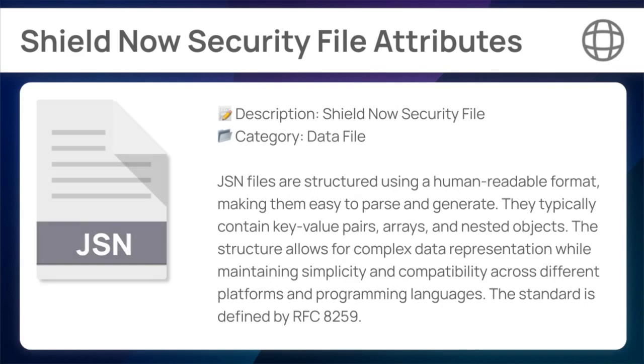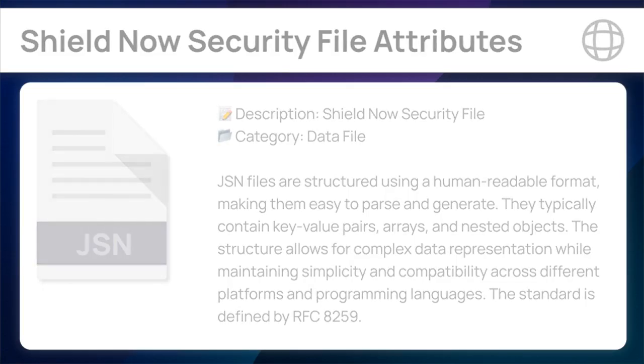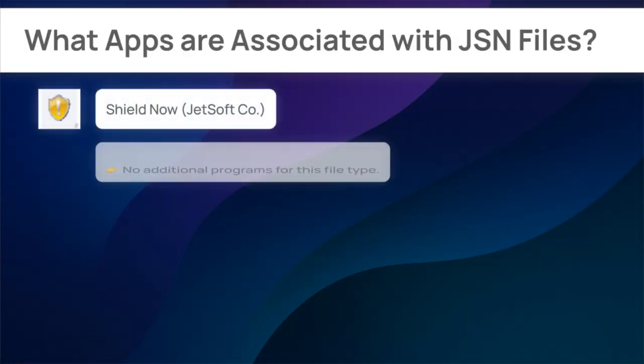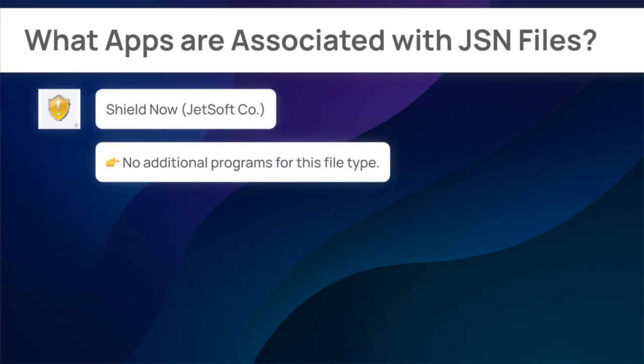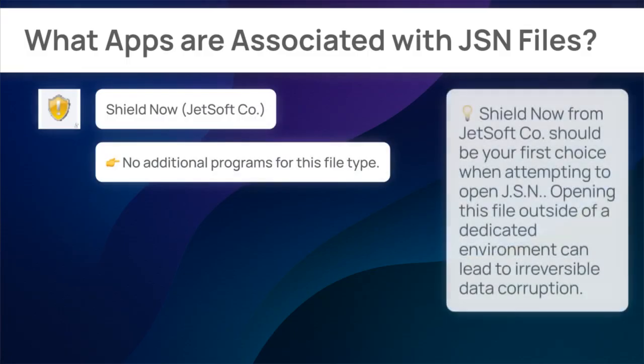The standard is defined by RFC 8259. An essential utility for interacting with JSN is recognized as Shield Now by JetSoft Co. Opening this file outside of a dedicated environment can lead to irreversible data corruption. Windows gives limited insight, so interpreting the contents requires the originating tool.